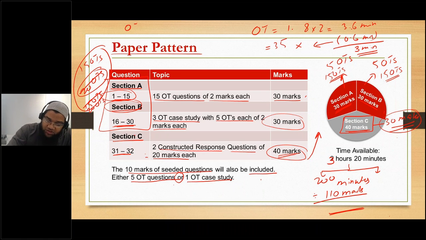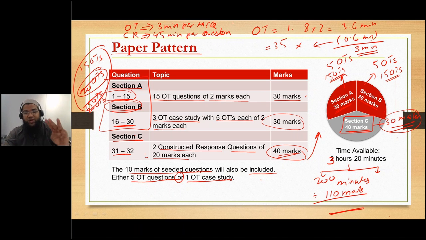So in OT questions, we are going to apply 3 minutes per MCQ, and for the CR questions, we are going to apply 45 minutes approximately per question. So this is the division of the time that we are going to apply in the exam: 3 minutes per MCQ and 45 minutes per CR question. Okay.